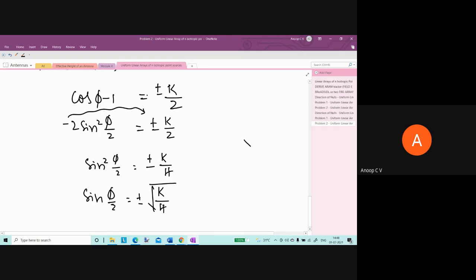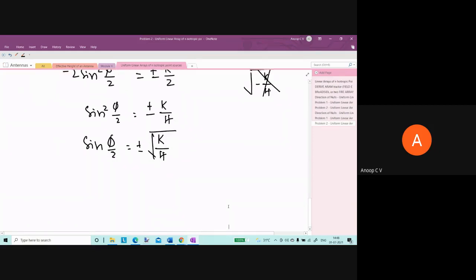We don't have to take root of minus k by 4. If you take root of minus k by 4, it will be a complex number. Sine of an angle will not be a complex number. It will be a real number between minus 1 and plus 1. So we don't have to take that. That's why I have written it like this. Please don't have confusion.